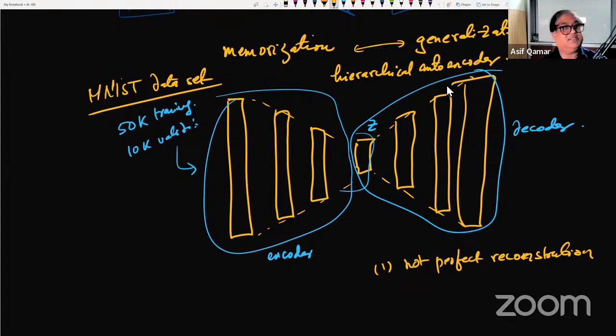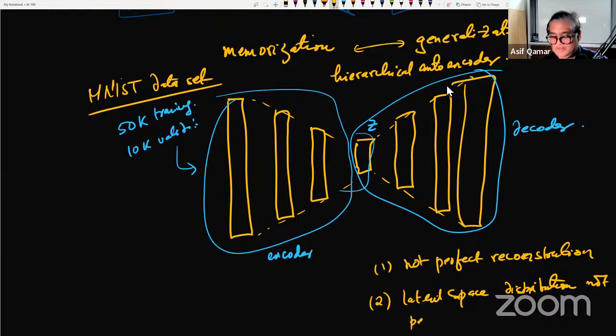Not perfect reconstruction. The other one is that latent space distribution is not perfect. Right? Latent space distribution, not perfect. There are overlaps, empty regions.